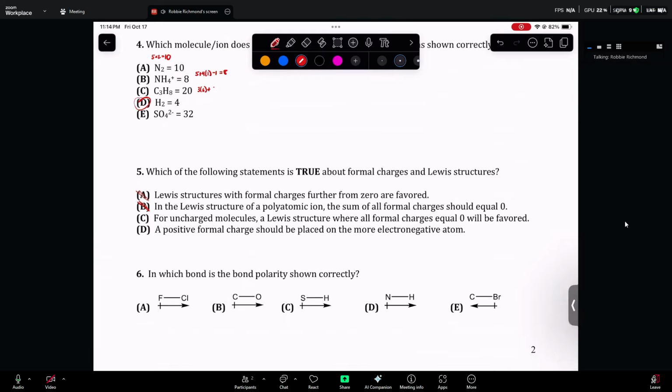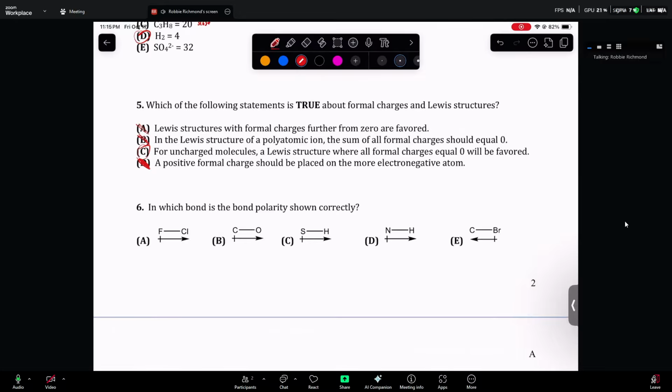And then for C, for uncharged molecules, the Lewis structure where all formal charges equal 0 will be favored. That is true. We're trying to minimize charges. And then D, a positive formal charge should be placed on the more electronegative atom. That is flip-flopped. Something that's more negative should have a negative formal charge. So think about it like this: if we put a negative formal charge on carbon as opposed to fluorine, that wouldn't make sense. We would want to put that negative formal charge on fluorine because it's more electronegative.